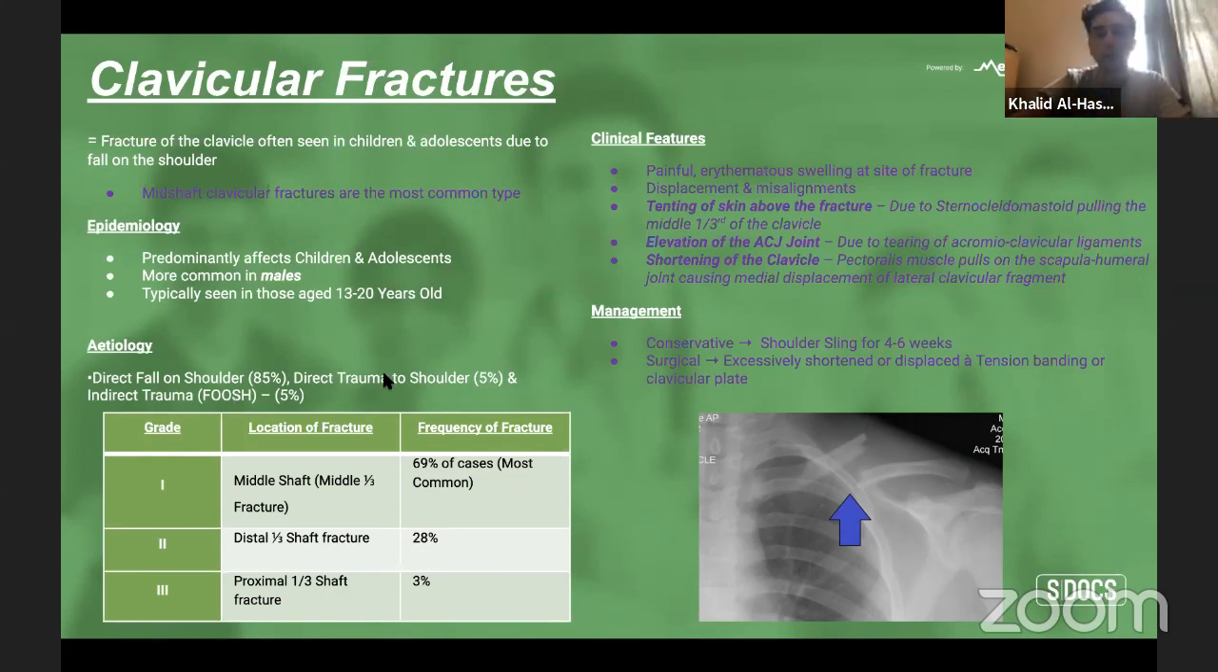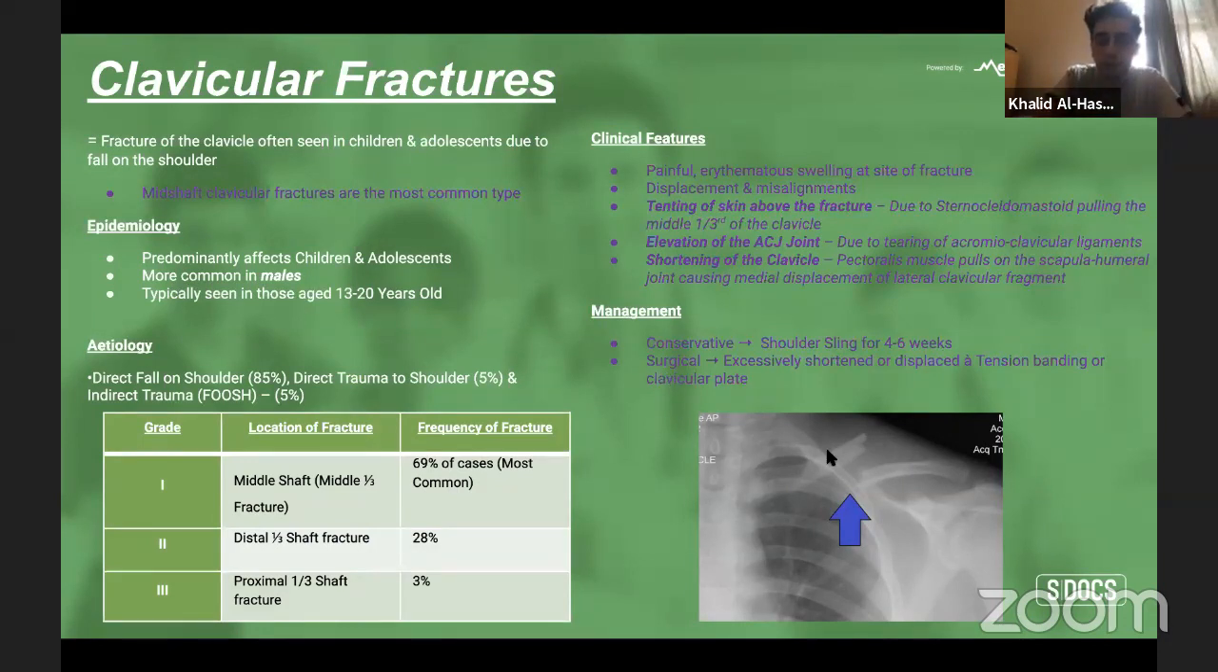fractures along the way. So we discussed the clinical features of fractures generally in my last video, and we will be repeating them. The things that I've noted in purple are the most important things that I'd recommend you take away from this video. It's generally quite obvious that you would expect the clavicle to be painful with some erythematous swelling at the site of the fracture. There may also be some displacement and misalignment of the 2 fragments of the clavicle. Tenting of the skin above the fracture.